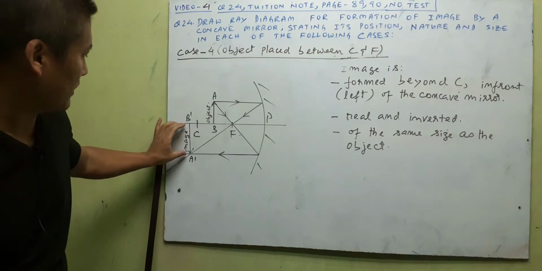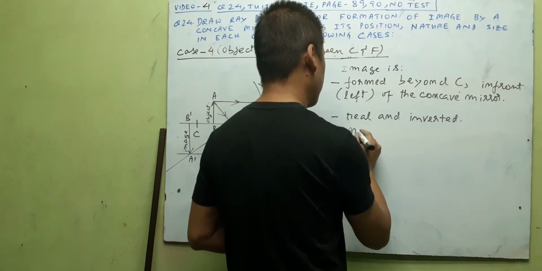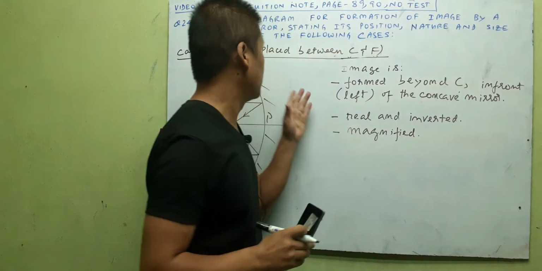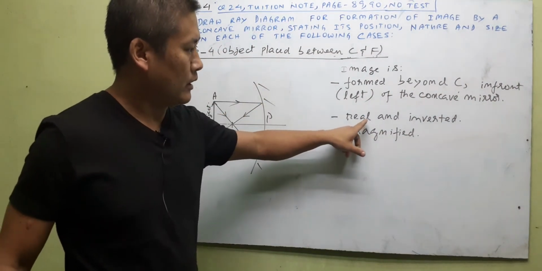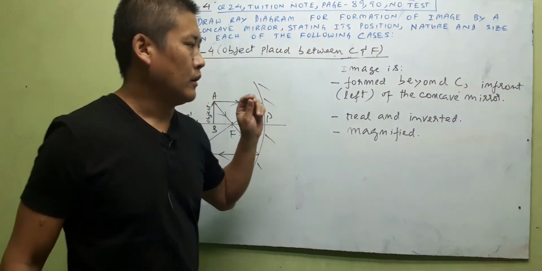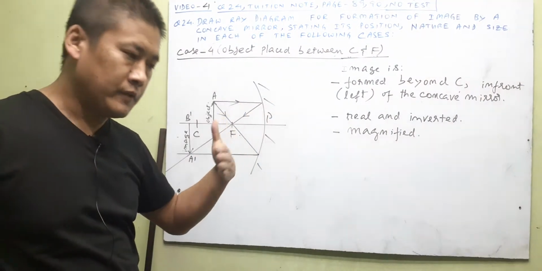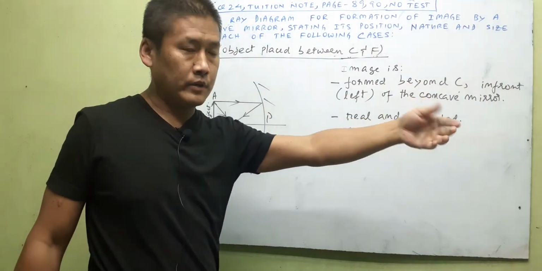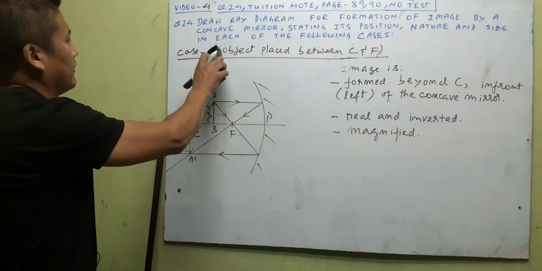And then the size of the image is taller than the object. So you write here, image is magnified. So from case 1 to 4, we've seen every image formed by the concave mirror is real and inverted and in front or left of the concave mirror. So we now know that every real inverted image is always formed in front or left of the concave mirror, and every virtual image is formed behind the mirror. Example, the image formed in a home mirror is always behind, that is virtual, right? Okay, so let's go to case 5.